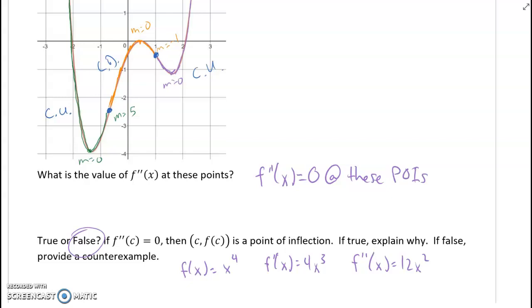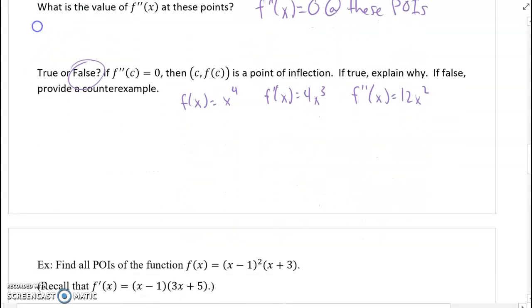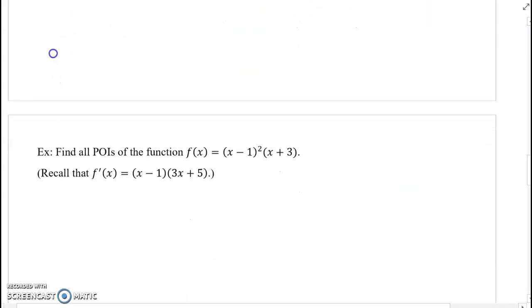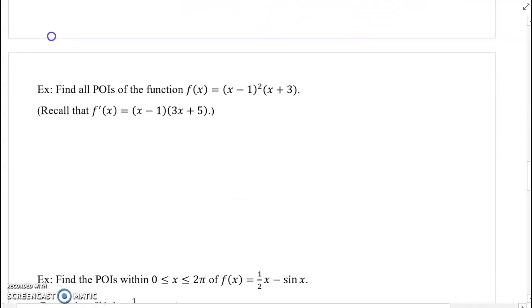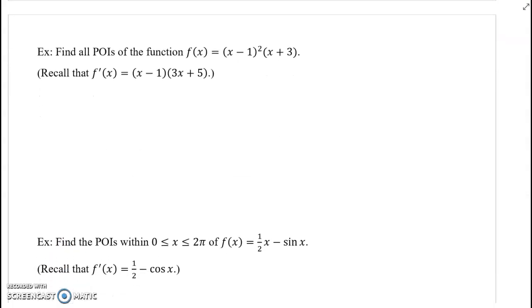So again, same as when we were checking for maxes and mins, we needed to see that change in the sign of the first derivative. Exact same process for second derivatives, finding the points of inflection. We have to find that change in sign. So we're going to look at the same examples we did in the last section. We found all the relative extrema. Now we're going to find all the points of inflection.